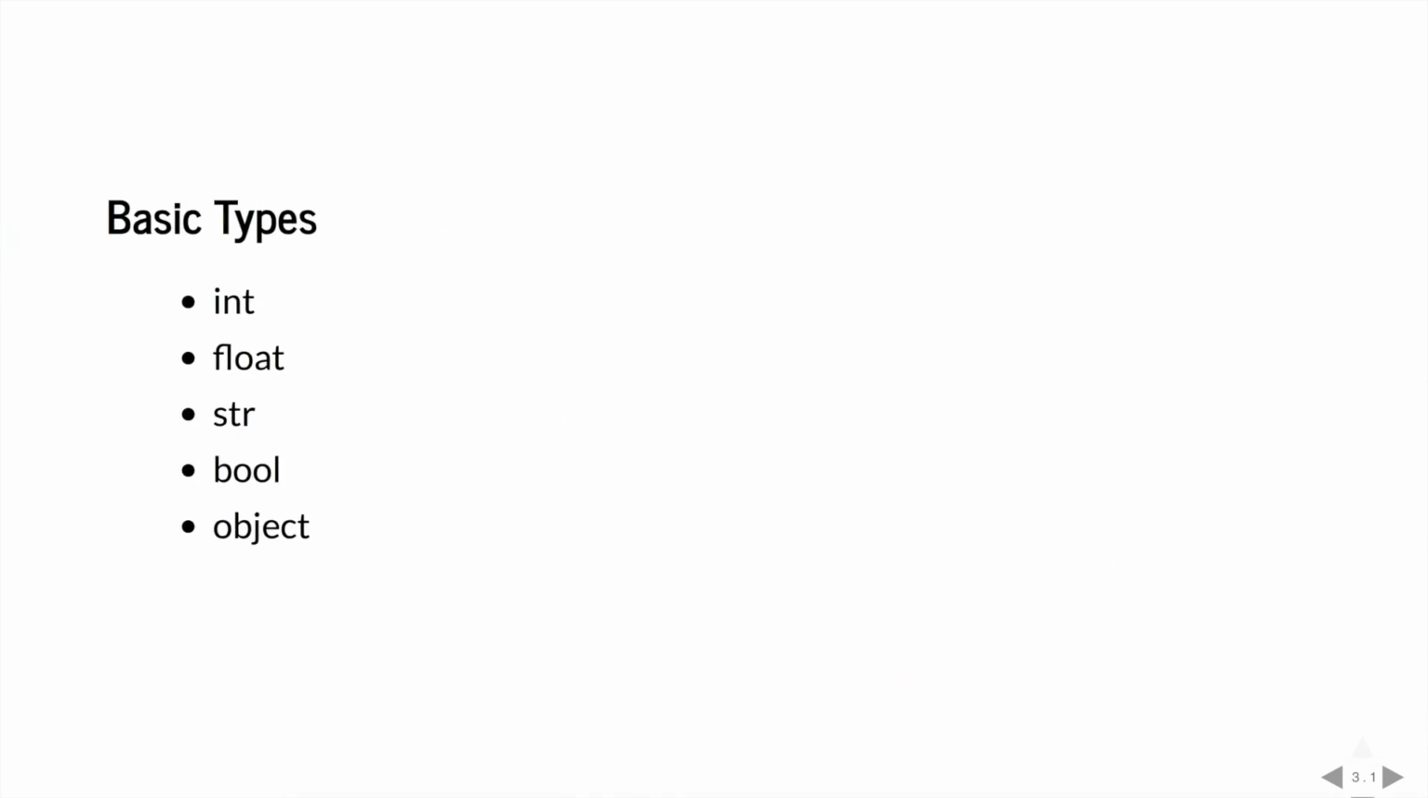Starting with the basic types. It's not much different than C sharp. You have integer, float, and in C sharp you have decimal. It's kind of similar. String is similar too. String, bool is a boolean, and object. By the way, every Python type inherits from object, just like C sharp.